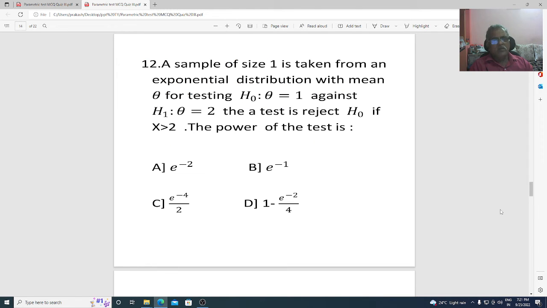Question number 12. A sample of size 1 is taken from an exponential distribution with mean theta for testing H0: theta equal to 1 against H1: theta equal to 2. The test is reject H0 if x greater than 2. The power of the test is option A, e raised to the power minus 2, option B, e raised to the power minus 1, option C, e raised to the power minus 4 divided by 2, D, 1 minus e raised to the power minus 2 divided by 4. The correct option is option B, e raised to the power minus 1.